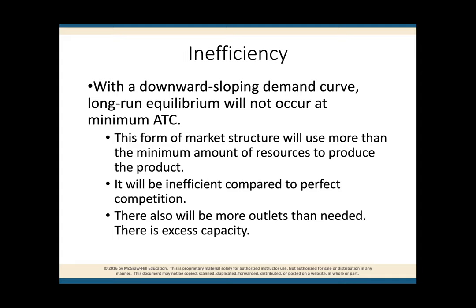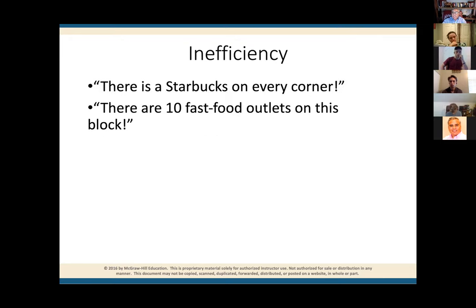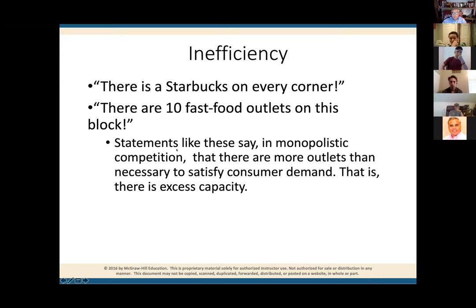Think about this. When you go to a restaurant, well, probably not now, but even in the past, when you used to go to the restaurant, in very few occasions, in very few restaurants, the restaurant was at full capacity. Right? There's always a space. And the reason was because they're inefficient. They are not able to actually determine the exact size of the restaurant to deal with the demand. And that's why we have a Starbucks in every corner. That's why we have 10 fast food outlets in this block. They're all small. So there are more outlets than necessary to satisfy consumers' demand, which simply means there's always an excess capacity.